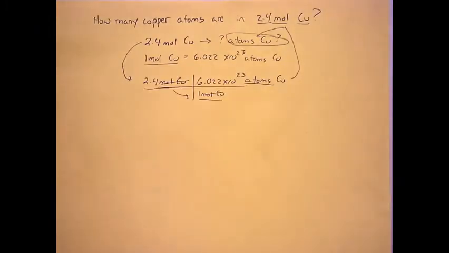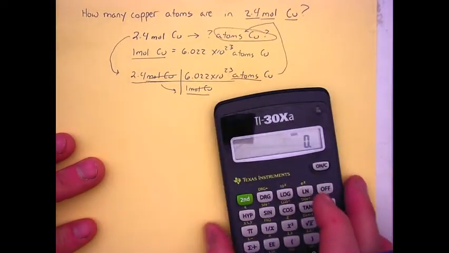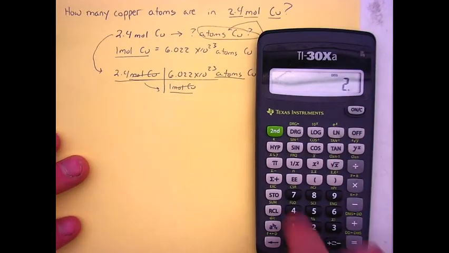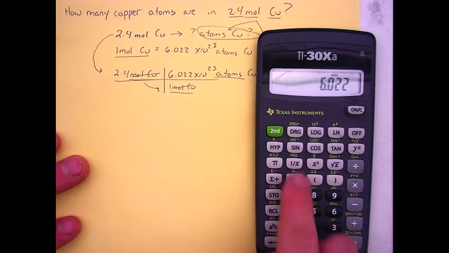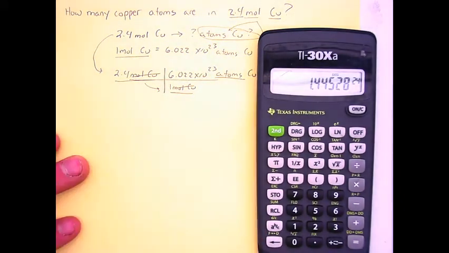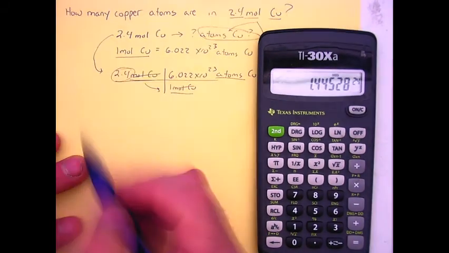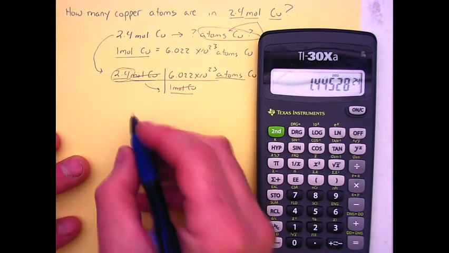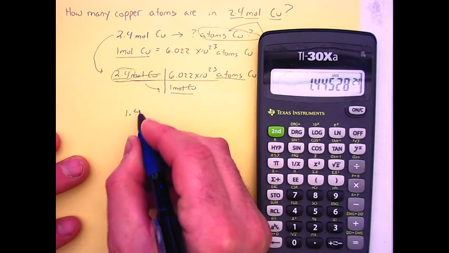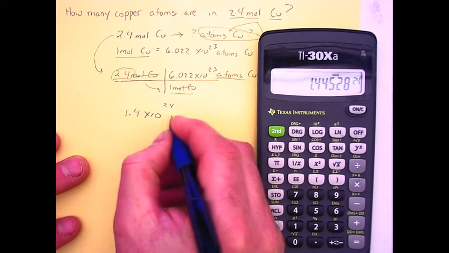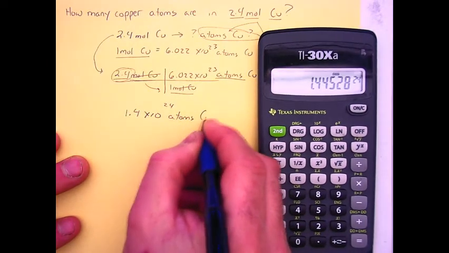Now we use our handy dandy calculator, and since it's on top, we simply go 2.4 times 6.022 EE23 equals. And rounding it off to the correct number of significant figures, which in this case is 2, since there are 2 significant figures in the starting point, our answer is 1.4 times 10 to the 24th atoms of copper.